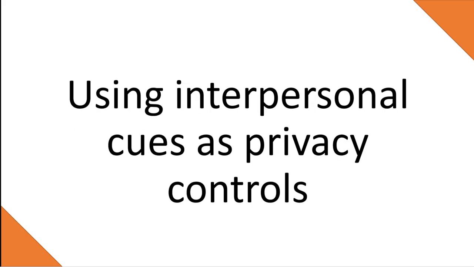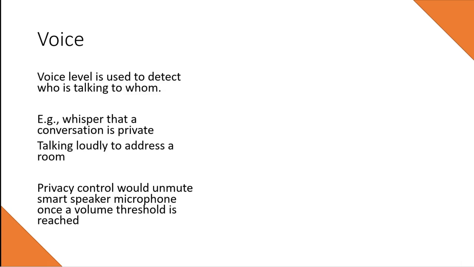So first things first, creating the privacy controls. To do this, we needed to know what interpersonal cues to use and how they might look in a privacy control. We settled on two different privacy controls. The first one we wanted to use is voice volume level, so how loudly you're talking. Voice volume level is used to tell who you're talking to. A whisper means private conversation, talking loudly, addressing the room.